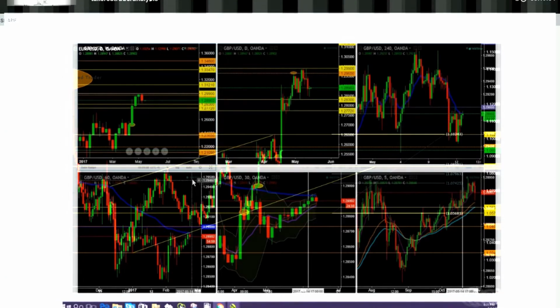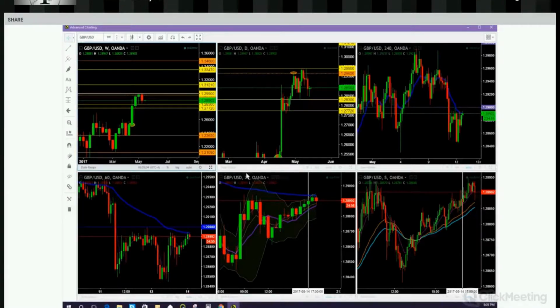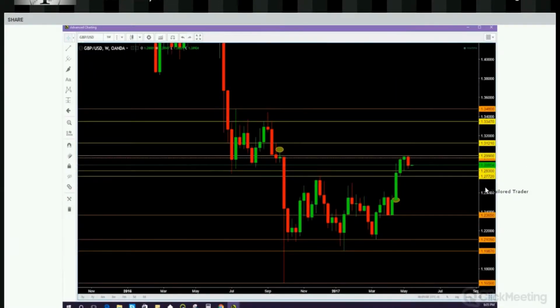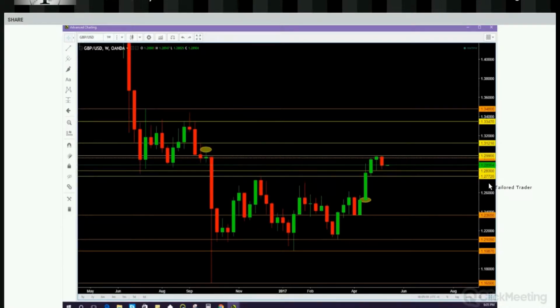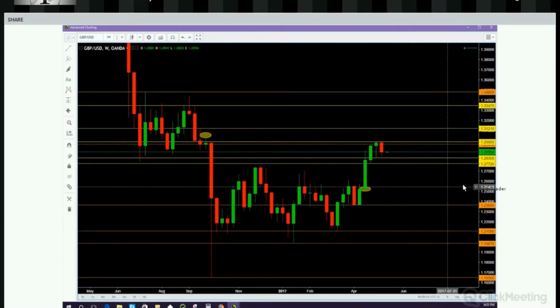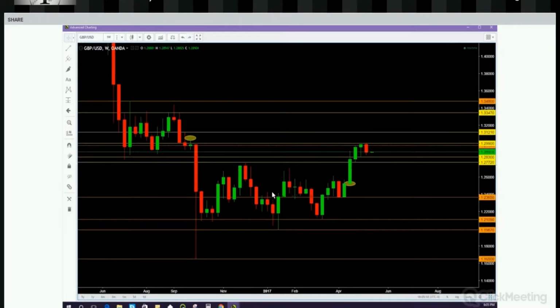Okay, so now moving on to the British pound, GBP USD. I'm just going to go straight to the higher time frame analysis. Again, everything in orange is monthly. Everything in yellow is weekly. So real quick, just a monthly real quick.